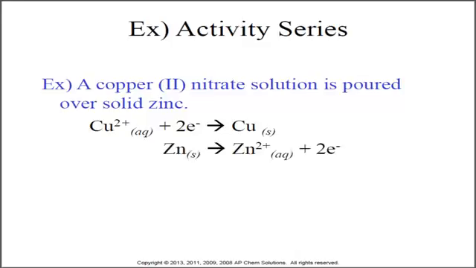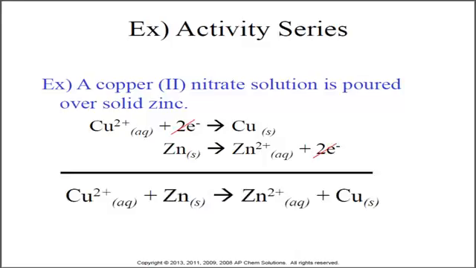Now what's the balanced net ionic equation? We cancel those electrons out and we get Cu2+ plus Zn yields Zn2+ plus Cu. So in the past we've simply been writing half reactions here and identifying oxidation and reduction, but now we need to put them together into one balanced equation.